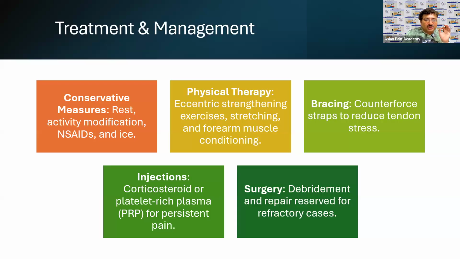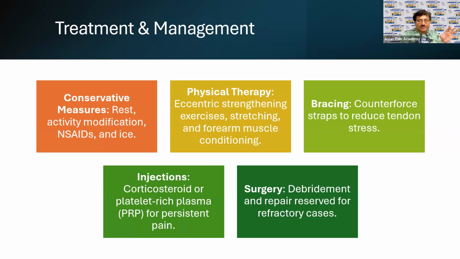If you come to the treatment, first of all, definitely in early phases of lateral epicondylitis, in fact more than 50% of the cases will be treated by conservative measures, for example rest, activity modification, NSAIDs, etc. This is the common treatment, and remember in most cases it is usually good. Next comes physical therapy: exercise, stretching, forearm muscle conditioning. These are the common techniques by which lateral epicondylitis is treated if conservative management alone is not working.